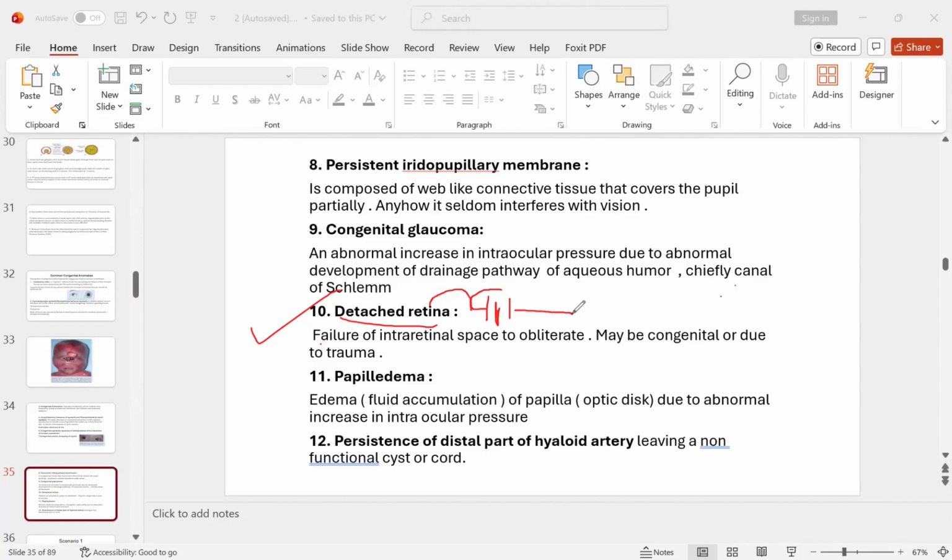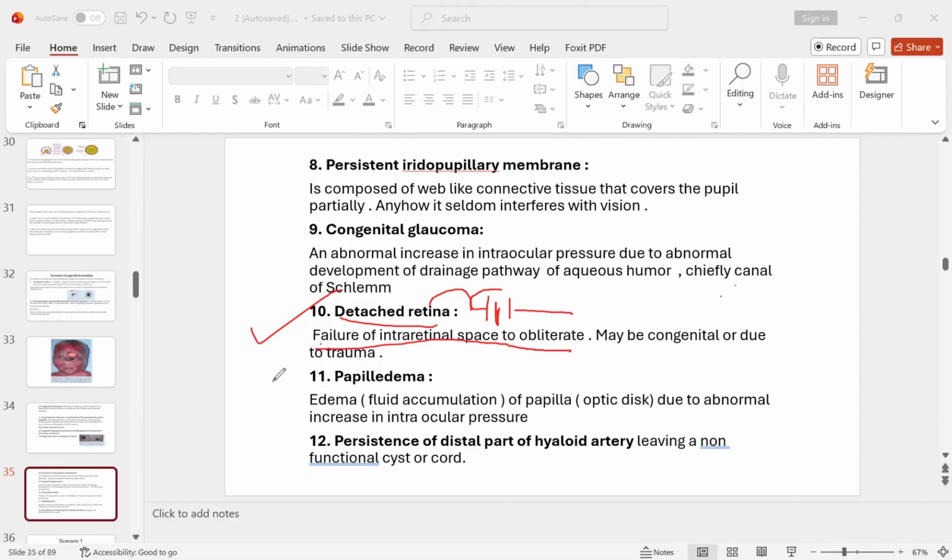This detachment of the two layers of retina can occur in two ways. Number one, if there is failure of the intraretinal space to obliterate in the fetus, this will result in detached retina in the fetus. The second condition, if there is any trauma to the eye in the adult, this will result in detachment of the two layers of the retina.